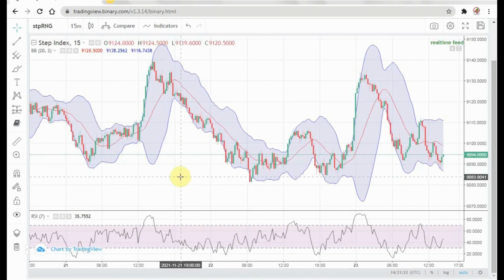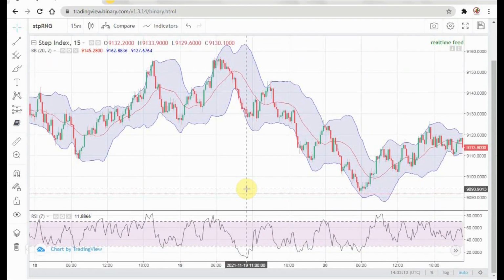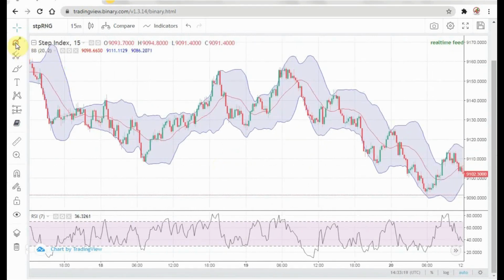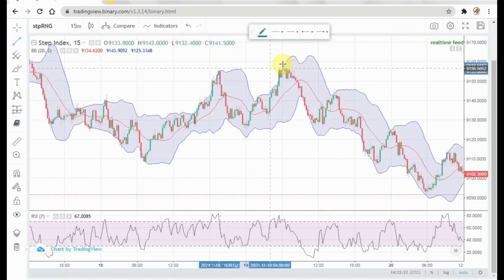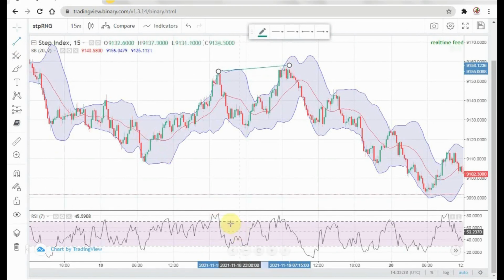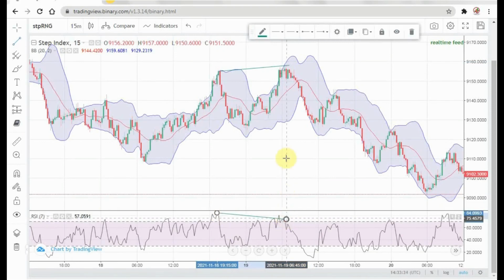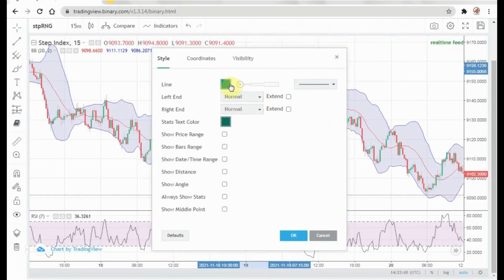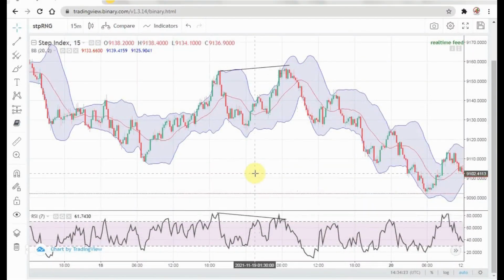I use the Bollinger Band to identify where we are going to connect our highs or our lows. This is a nice setup, and let me show you how the strategy works. You connect highs in the market and you connect highs in the indicator. If they are moving in opposite directions, you can see it. Let me change the color of this so you can see it clearly. Okay, it's fine now.